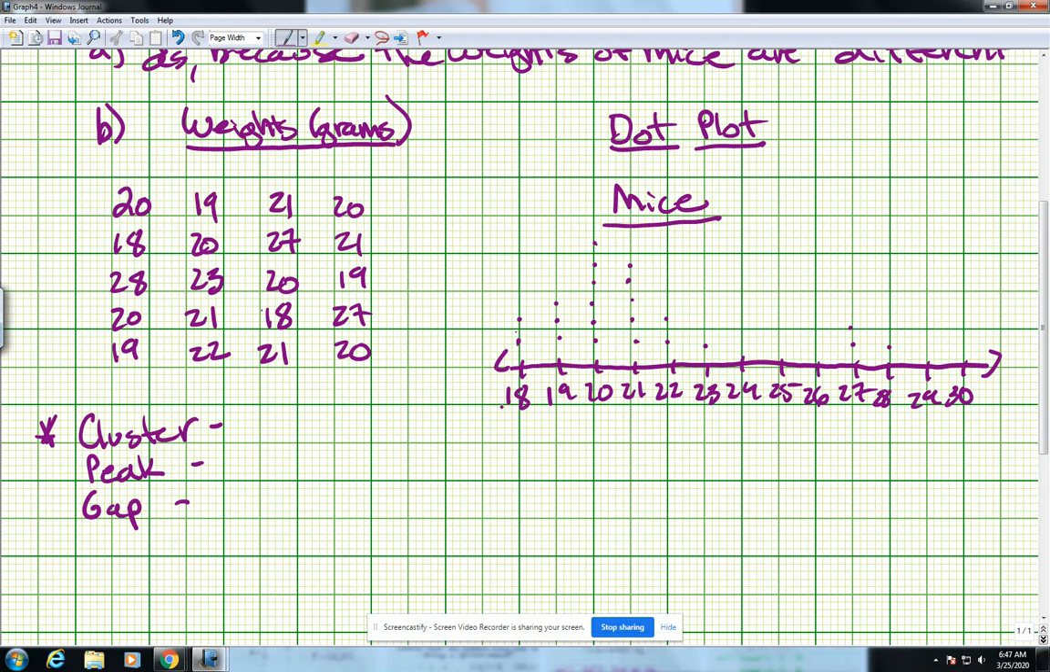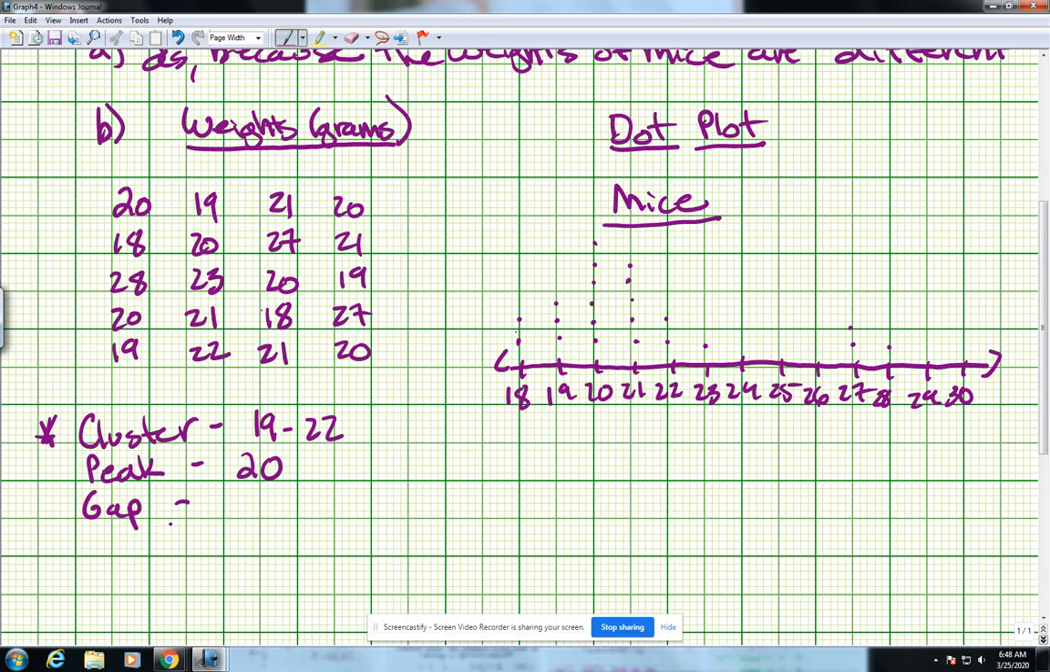So a cluster is taking a look at all of the dots on our graph and asking ourselves, is there any spot where most of the dots cluster around or group together? And if you look, there's a big cluster right here where a lot of them are really tall. Most of our dots are right in here. So I would say the cluster would be right in this area, like 19 to 22. So I could say something like from 19 to 22, there's a cluster of dots. And then our peak is like a mountain peak. So if you're looking at this like a mountain, the tallest part of the mountain would be our peak. So our peak would be at the 20.